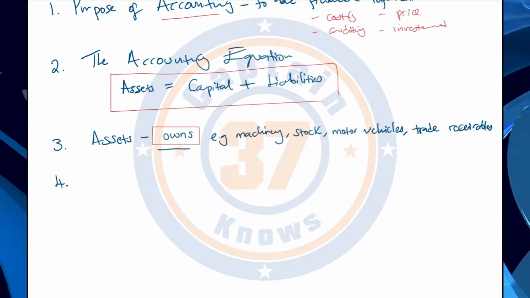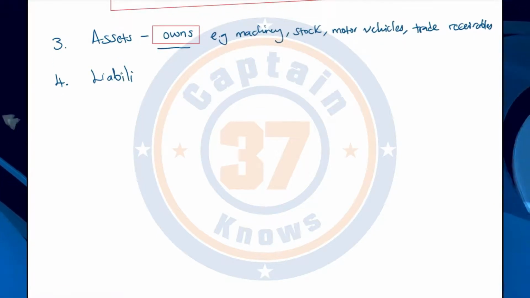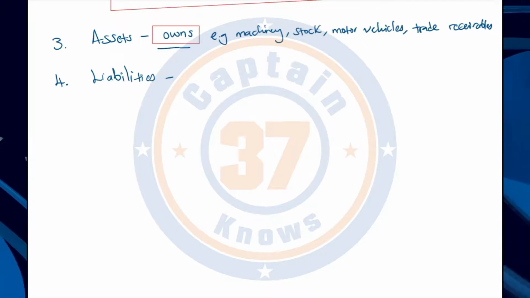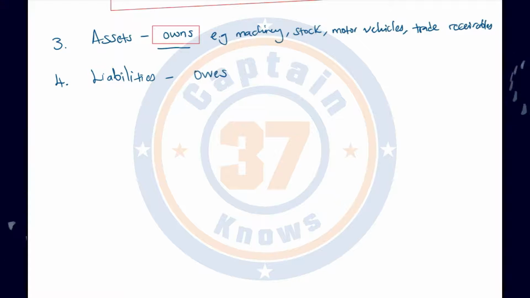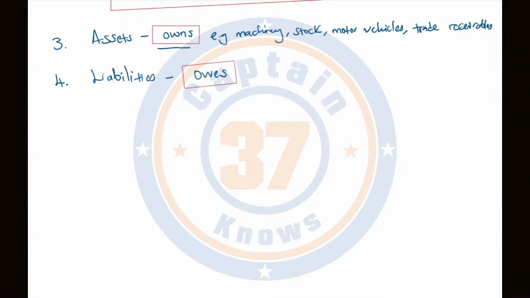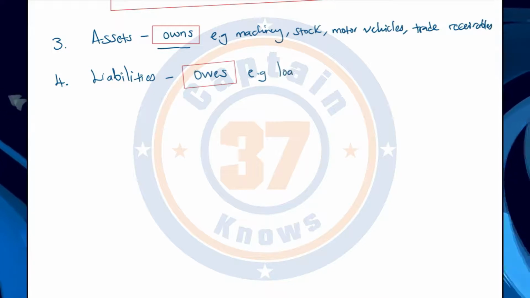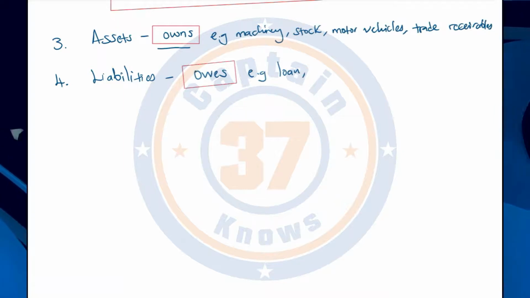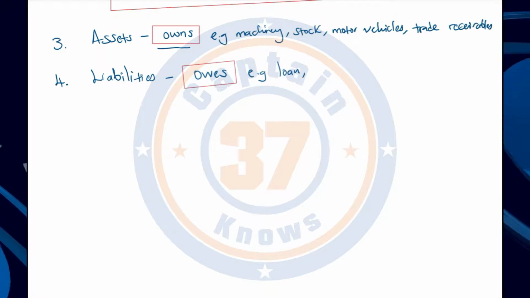Number 4, liabilities. If assets are what a business owns, then liabilities are what a business owes. Very important. For example, the business may owe a loan that you would need to pay. That is an example of a liability. You owe people money. Another is trade payable.